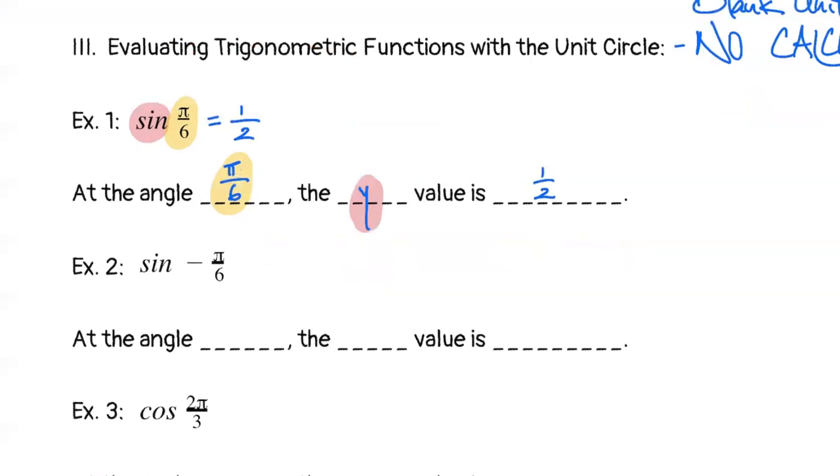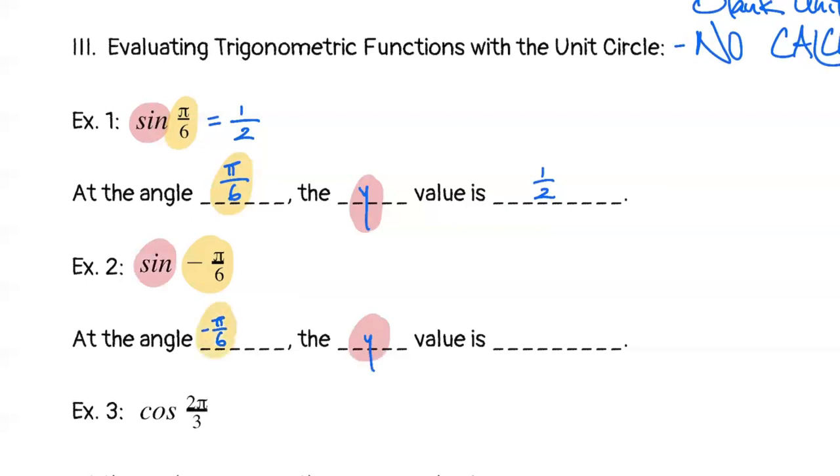Let's try example 2. We'll go to the sentence frame first. So at the angle, what angle am I looking to go to right now? Negative pi over 6. Yeah, we're looking to go to negative pi over 6. All right. And once we get there, what are we going to look for? The y value. Good. So because it says sine, then we know we're going to the y value.